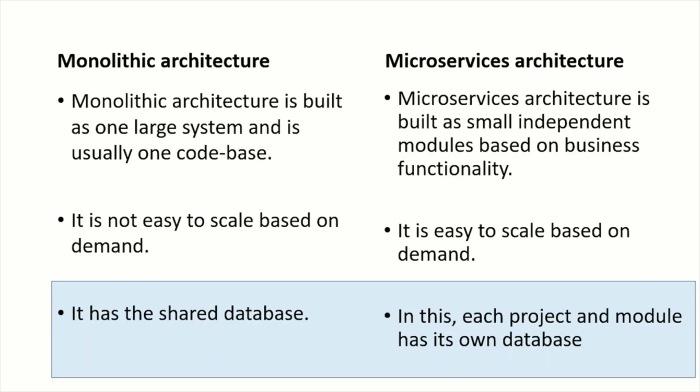Monolithic architecture has one complete code base and the complete application uses a single database, whereas in microservice architecture, as we have seen, we create multiple microservices and each microservice will be created as a separate project and it is its own module. For each project it will have its own database. So in that case you are not going to use a shared database, it will be a separate database for each project.